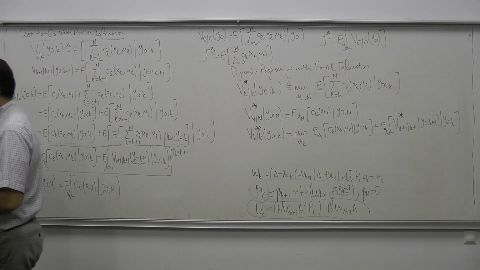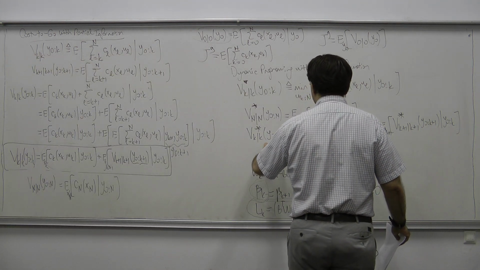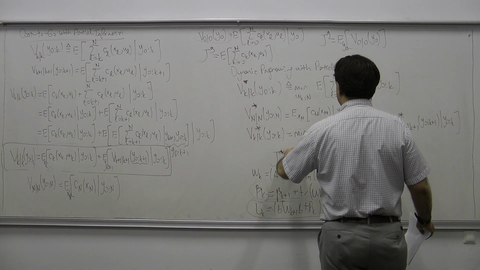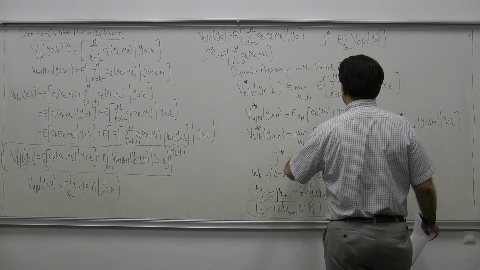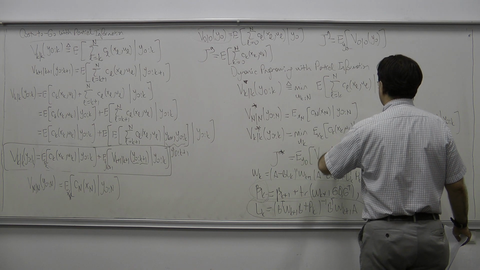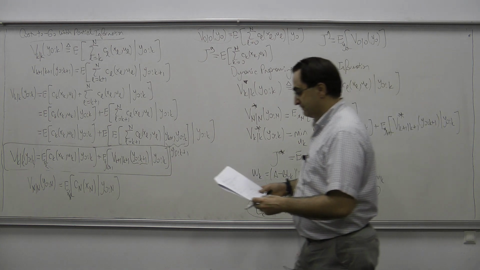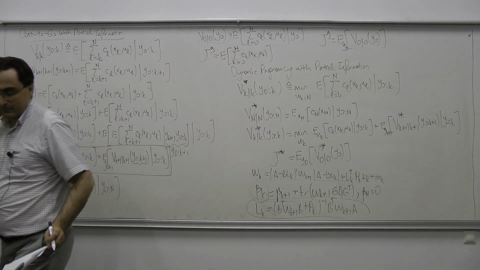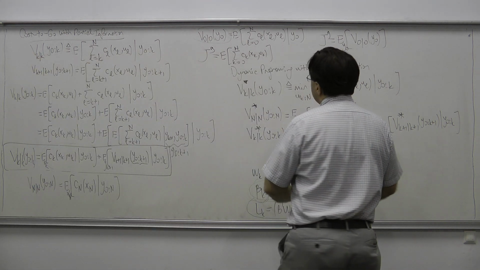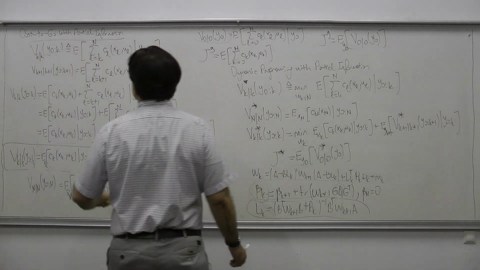Okay? And finally, we can find the optimal cost J star as the expected value, in this case with respect to y0, of V0 given 0 star of y0. All right? So these are the dynamic programming equations for the partial information case. All right?